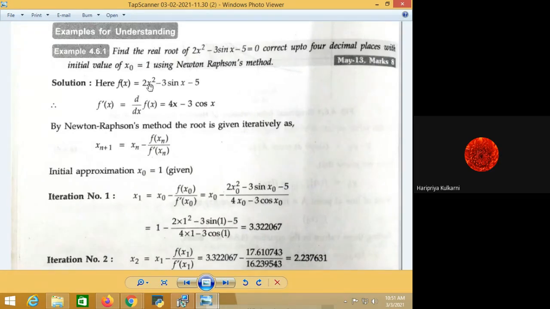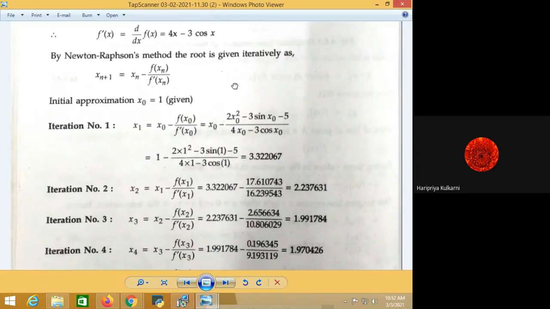f of 1 means you have to place the value 1 here. So it is 2 into 1 square minus 3 into sine of 1 minus 5. And f dash of 1 is 4 into 1 minus 3 cos of 1. In this formula, I will put the value of x0 as 1. In place of x0, you have to put 1. You will get the answer on the calculator as 3.322067. So this is your next approximated root. This was your iteration number 1.